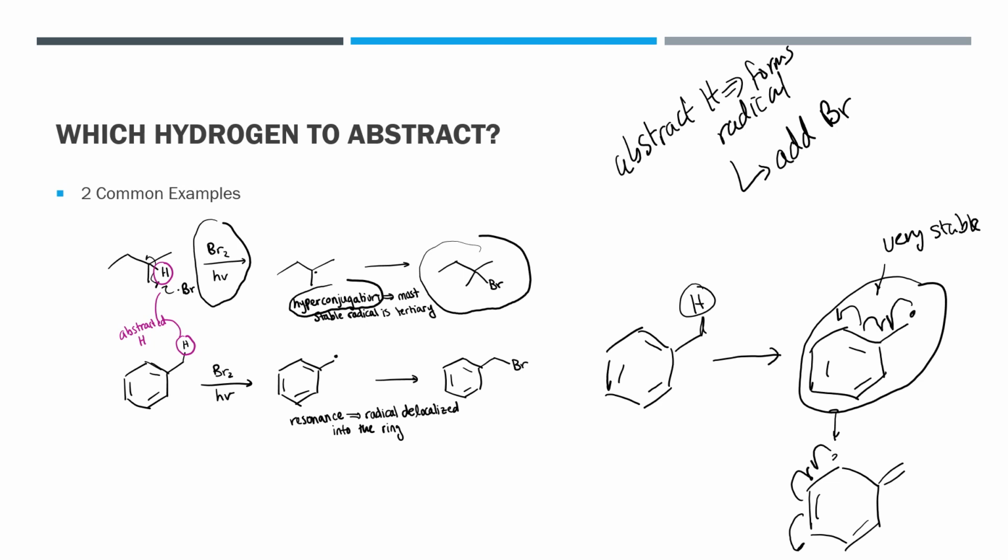So hopefully this gave you an idea of, you want to look at resonance and you want to look at hyperconjugation, right? When you're looking at most stable radicals that can be formed. So essentially the idea is, when you abstract the hydrogen, you want to form the most stable radical, because that'll be the lowest energy pathway, that'll be what happens the quickest, that'll be what actually happens, right? You always want to do something that's easier than something that's harder. So lower energy pathways are always favored.